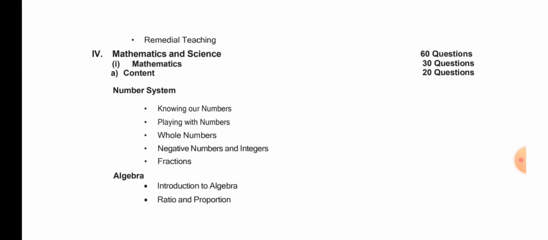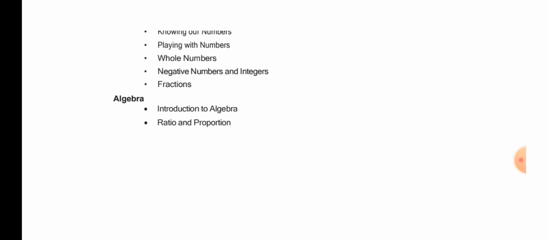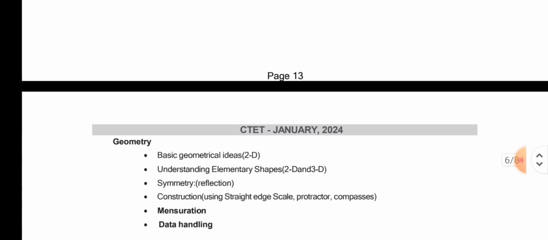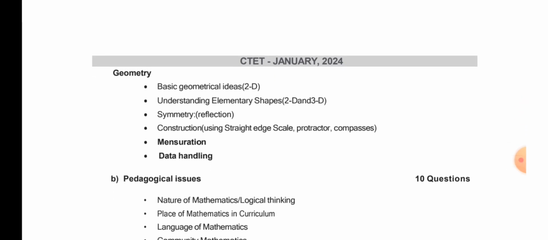Now let's see algebra. Introduction to algebra. You should know ratios, you should know proportions, basic geometrical ideas, you should have an understanding of elementary shapes, 2D shapes, 3D shapes, symmetry. Then constructions, all right, using straight edge, scales, protractor, compasses, how do we use them? Then mensuration, you should know. Data handling, you should know, right? So these things you should know. Basics of geometry and basics of algebra, you should know, right?